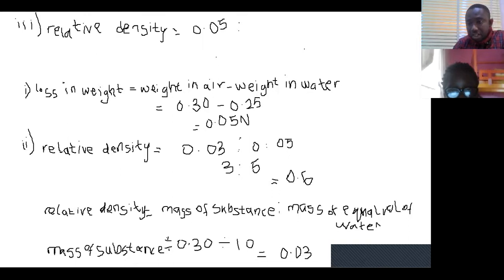That will be the upthrust in liquid divided by the upthrust in water. You have calculated the upthrust in water, which is the weight in air minus the weight in water. So the relative density becomes the upthrust in liquid divided by the upthrust in water. Do you understand? Do you understand now? Yes. Okay, please work it out now. Yes. Okay.